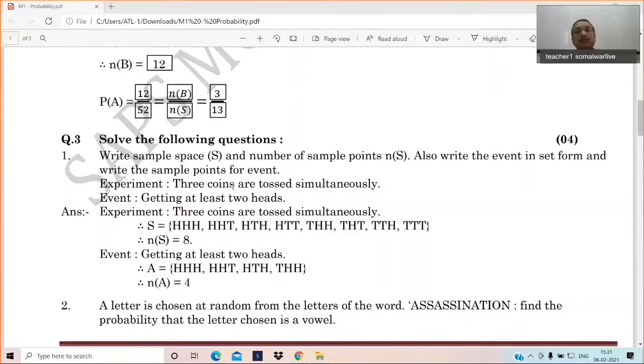So n of S is equal to 8. Now our event is getting at least 2 heads. So getting at least 2 heads means not less than 2 heads required. So the outcome having only one head will not be okay here. It will not be included here. Only the outcomes having either 2 heads or 3 heads will be included here. So we are having the sample points in this event A: HHH, HHT, HTH and THH. So number of sample points are 4.